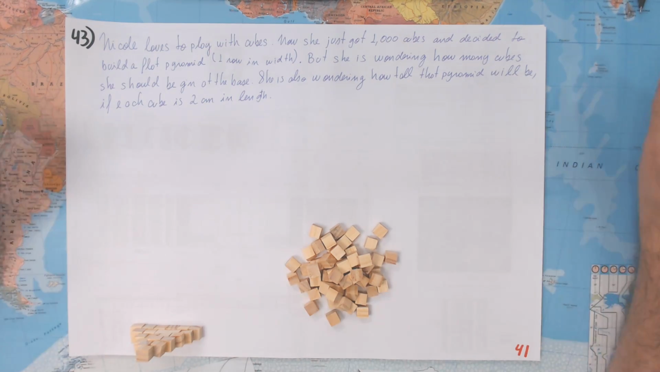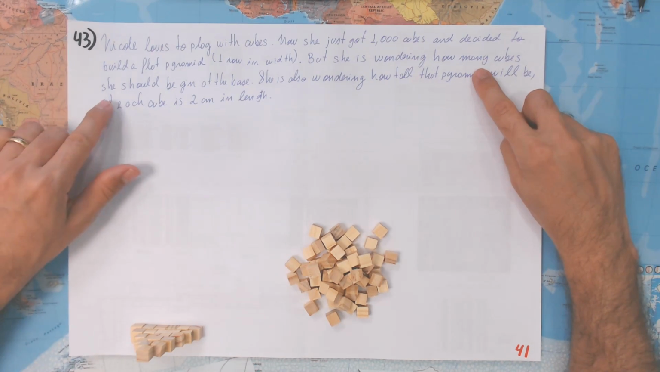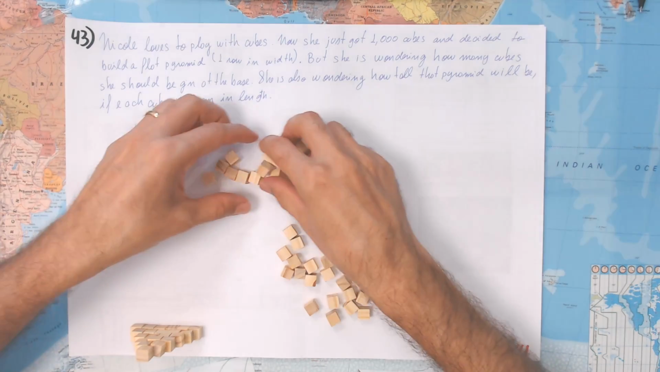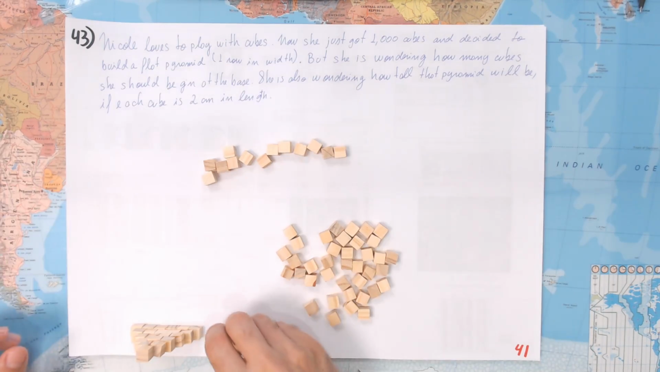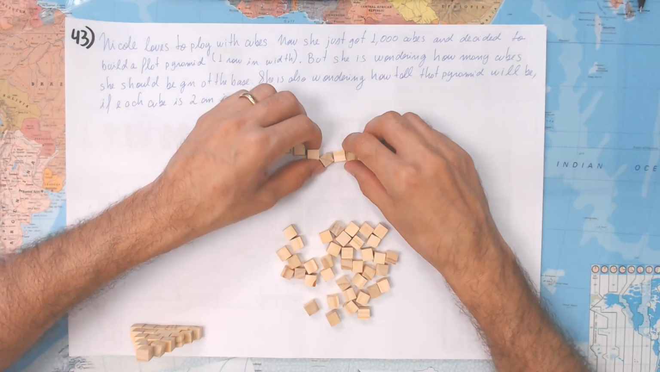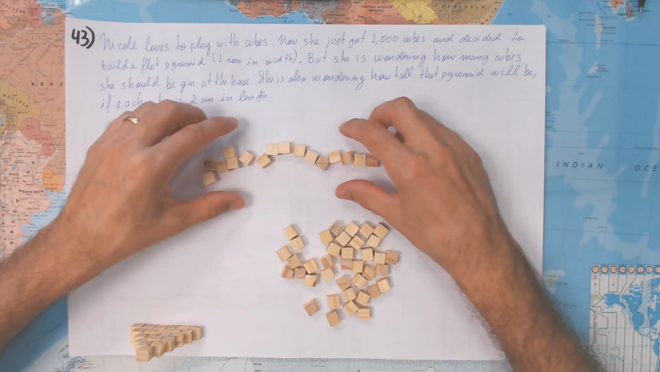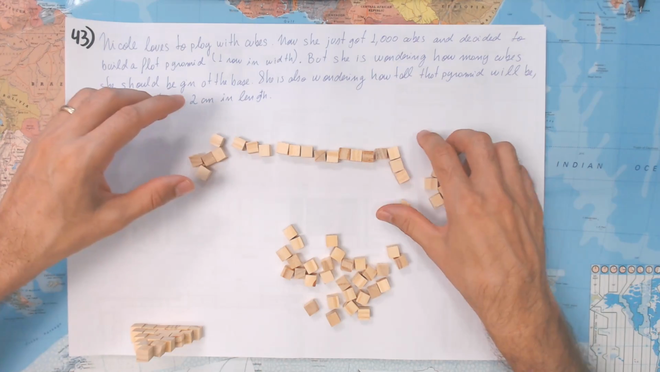So this is the pyramid that Nicole is trying to build, but she's wondering how many cubes she should begin at the base. Well, in here I just used 6. She's going to start by the base, right? Of course she can always add 1 in here, okay? But let's suppose that she must center that pyramid in here. So she better know how many cubes she must start her pyramid with, okay?